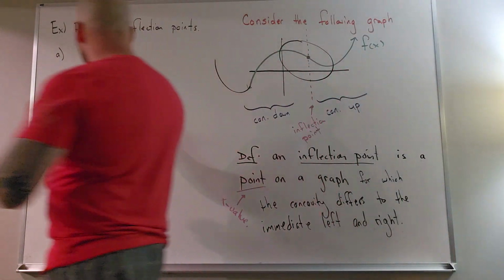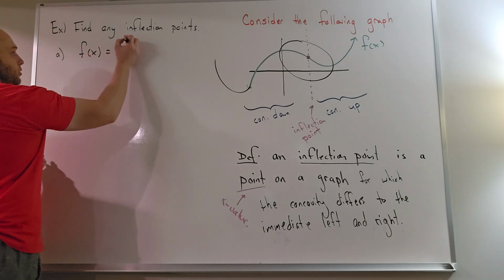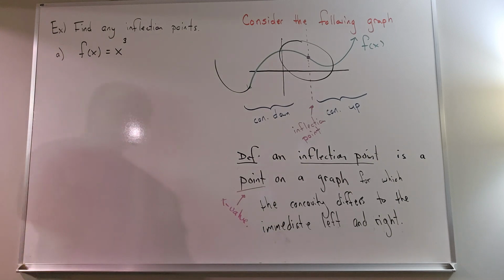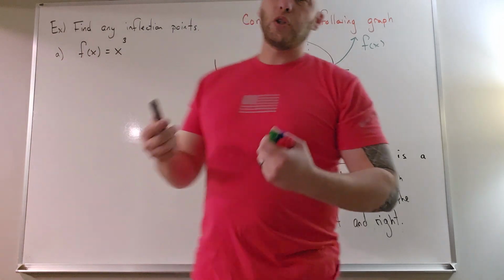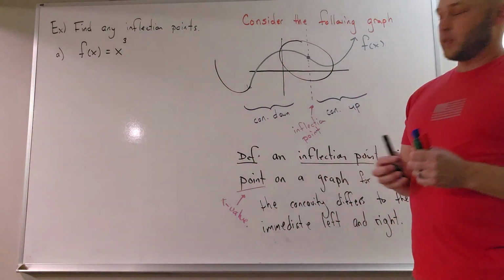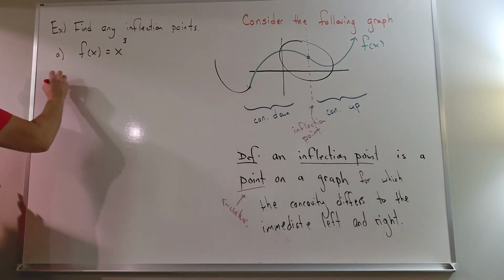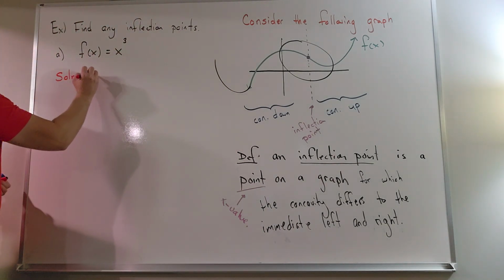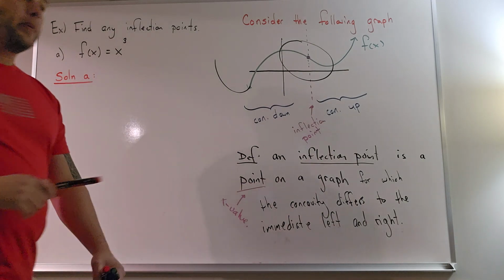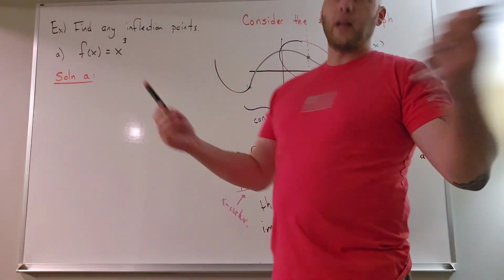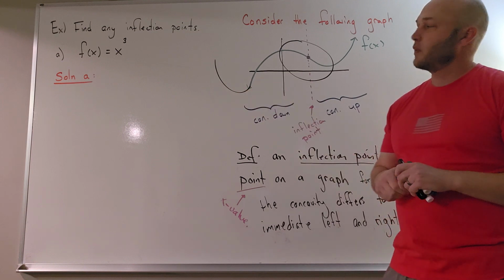Part A, let's look at f of x is x to the third. And I'm going to go through part A in a little bit more detail than I will B, C, and D, just to show you how the procedure fits together. Okay, so let's do the solution for part A. I'm not going to do this the most efficient way, but I want to do this in more of a storytelling way, right? And then we'll get a more efficient procedure for the subsequent parts of this.